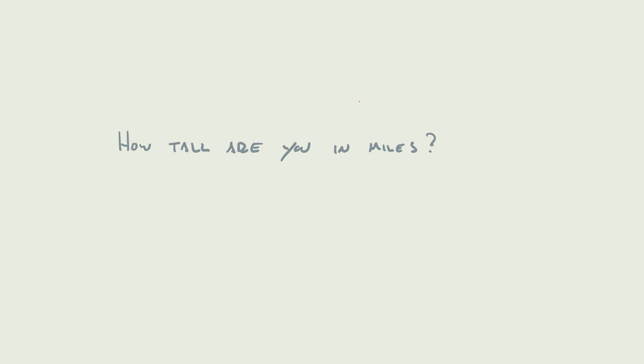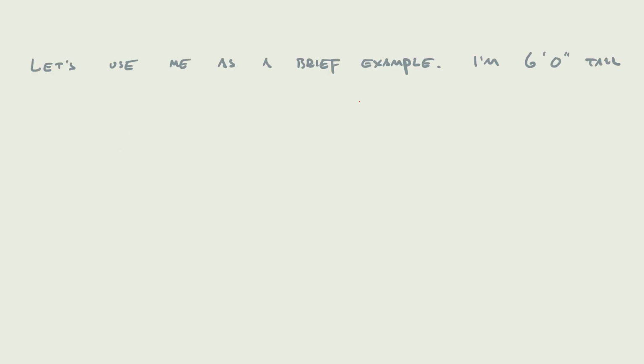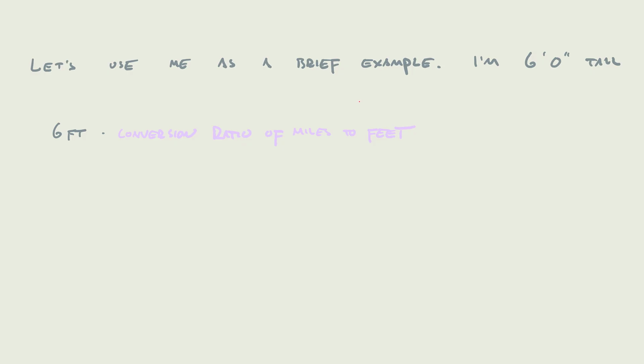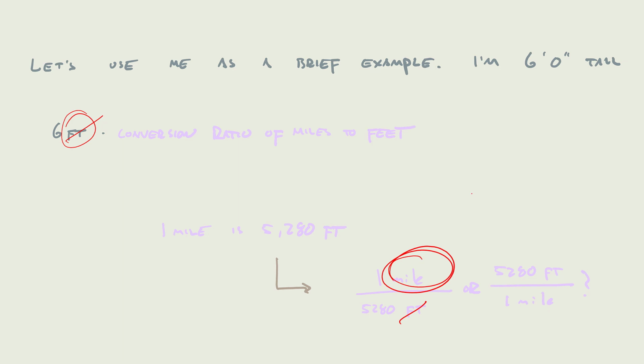So how tall are you in miles? Well, we can use me as an example. I'm exactly 6 feet tall. Technically, I'm 5 feet 11 3/4 of an inch, but if I'm wearing shoes, then I'm 6 feet tall. And if I'm going to use the conversion factor for miles to feet, that's 1 mile is 5,280 feet. The question is, how am I supposed to orient this fraction? Should it be 1 mile on the top and 5,280 feet on the bottom? Or should it be 5,280 feet on the top and 1 mile on the bottom? Well, remember that what I want is my height in miles. So I have feet. I want miles in the numerator because I need the feet to cancel. So I'm actually going to use this one.